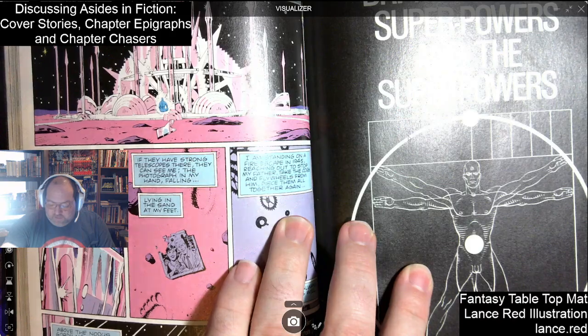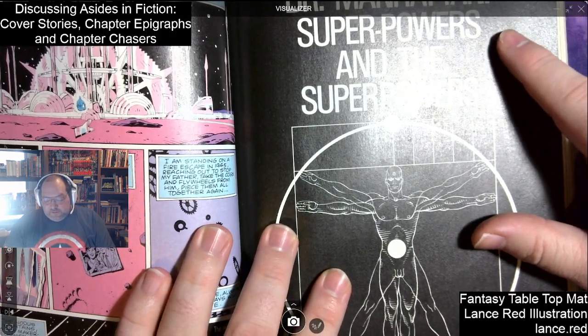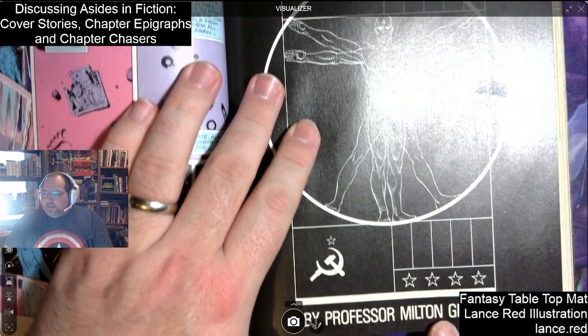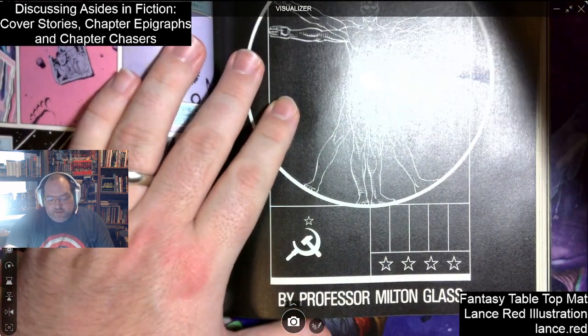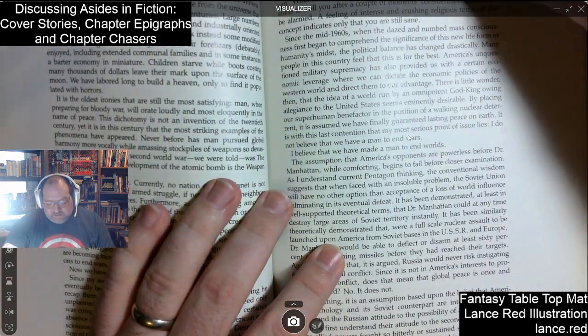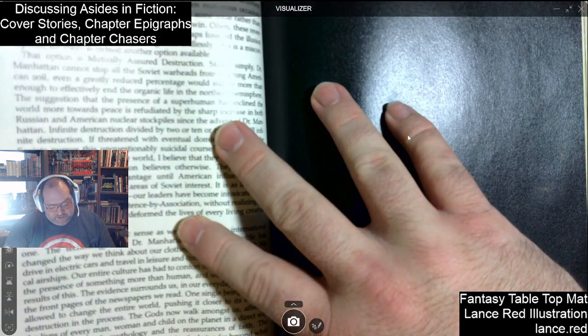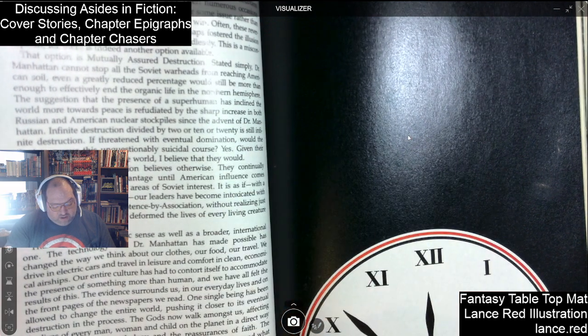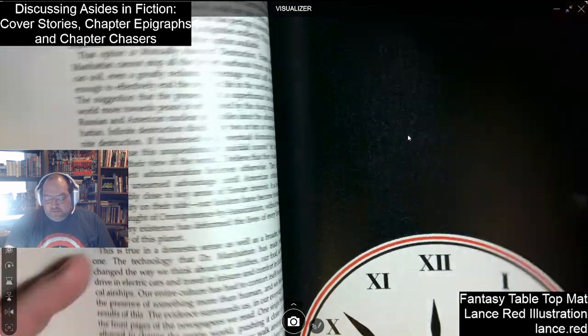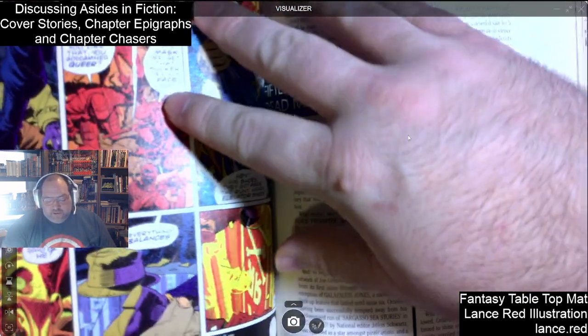And here we switch it up where we get Dr. Manhattan, Superpowers and Superpowers by Professor Milton Glass. And then we get this thing that's written by Milton Glass, from an excerpt of his book, or the essay. We are all of us living in the shadow of Manhattan. The clock is getting closer. So just more world building.